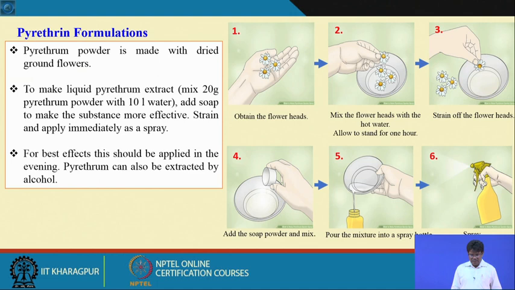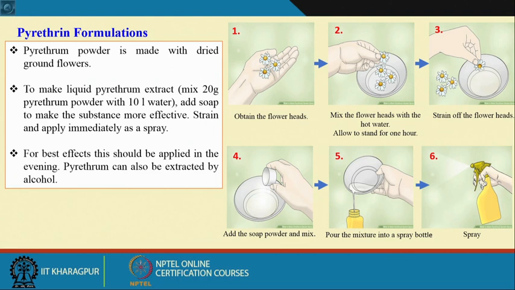And how can we prepare the formulations of this pyrethrin? This pyrethrum powder is made with the dried ground flowers. The flowers are dried and ground, and to make a liquid pyrethrum extract, mix 20 gram of pyrethrum powder with 10 liter of water. That means 2 grams per liter of water. So, in a sprayer having 10 liter capacity, 10 liter water, 20 gram of pyrethrum powder can be used. Add a soap to make the substance more effective for spread on the leaf canopy, and it can be applied immediately as a spray.